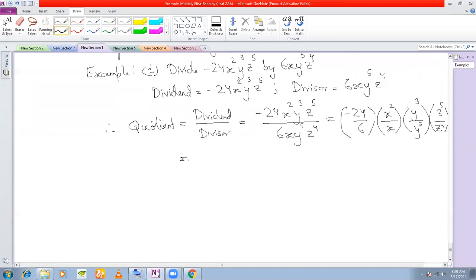Now what happens? You cancel this. So you get a minus 4. Again, according to the laws of indices or exponents, what do you get? x square by x must be equal to x to the power of 2 minus 1. y cube by y to the power of 5 must be equal to y to the power of 3 minus 5. And z to the power of 5 by z to the power of 4 will be z to the power of 5 minus 4. Okay.